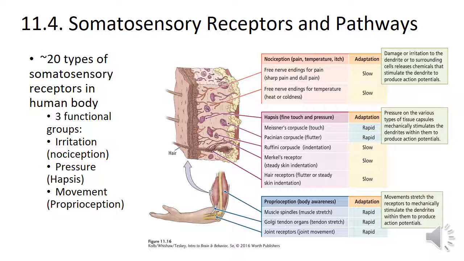There are approximately 20 different types of somatosensory receptors in the human body, but they fall into 3 main functional groups. There's irritation or nociception, so that includes pain, temperature, and itch. And there's pressure or fine touch, which is also known as haptics. And then there's proprioception, which is movement and body awareness. Don't worry about learning all these different types within those categories, just know that there are a range of types within those categories.